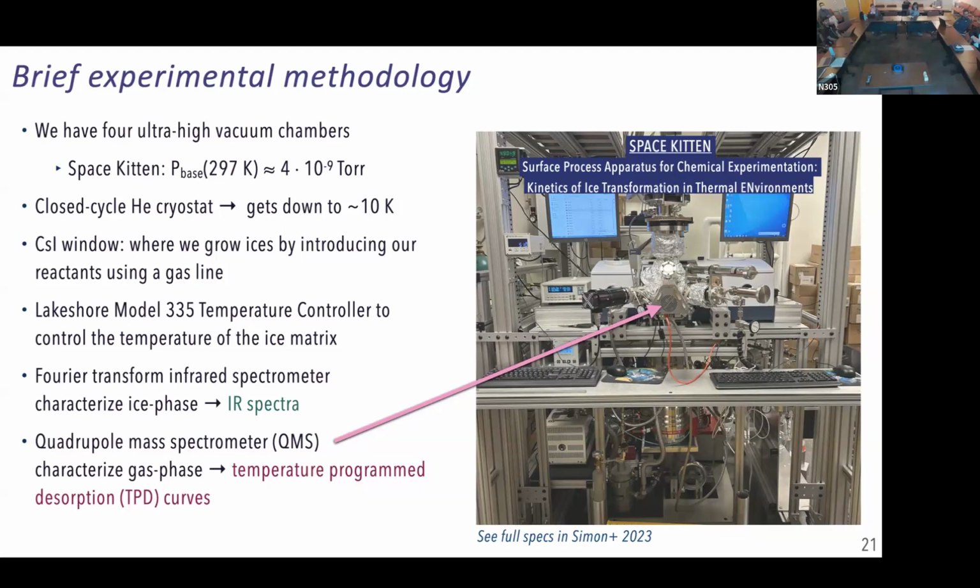So in essence, you're constantly monitoring the ice phase and the gas phase. So the moment some feature in the IR disappears, you should expect to see it in your QMS signal. So it's a way to tease out what actually is forming and what is desorbing, and monitor this gas-grain interface easily.